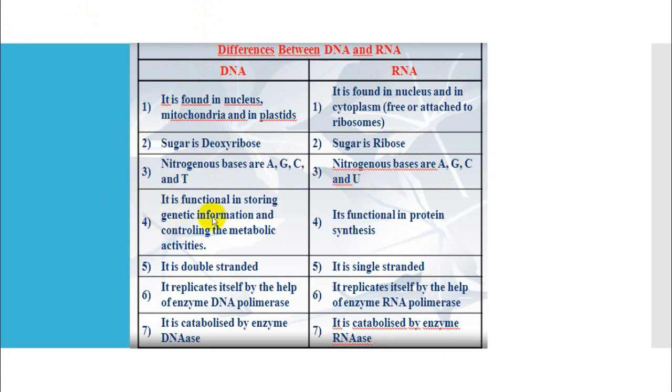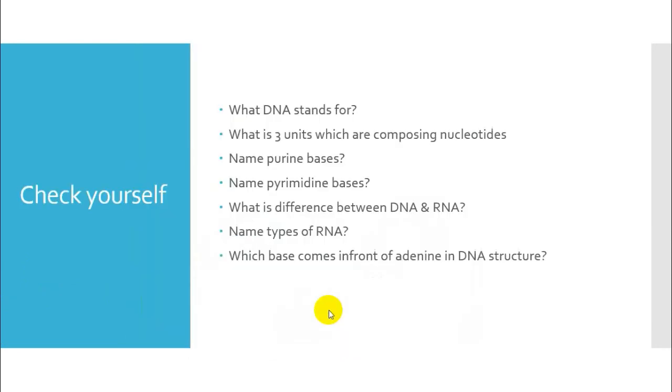The DNA function is to store genetic information and control the metabolic activities. The RNA function is only to synthesize or produce protein. The DNA structure is double helix or double stranded, and the RNA structure is single stranded or single helix. DNA replicates, or can copy itself, with the help of DNA polymerase, which is an enzyme, and RNA can replicate or copy itself with the help of RNA polymerase. It means the enzymes are different. DNA is catabolized by the enzyme DNase, and RNA is catabolized by the enzyme RNase. Now check yourself.